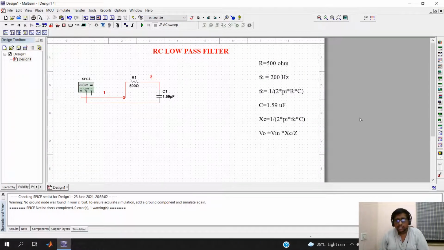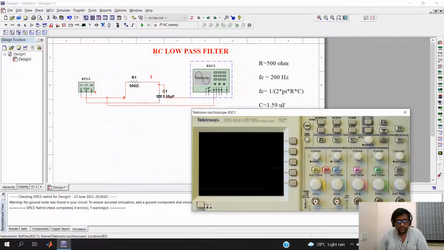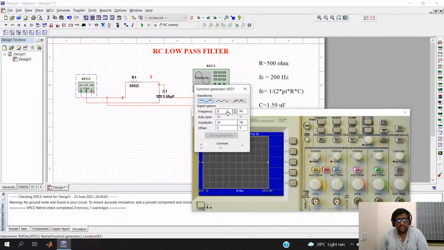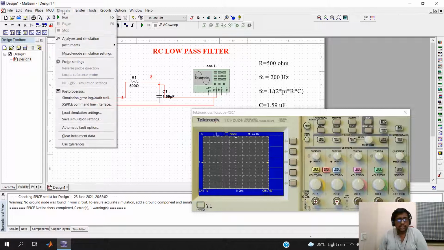So I'll close this. Then I'll place an oscilloscope, Tektronix oscilloscope over here. Then the first input channel I'll connect at the input stage, and the second one I'll connect at the output. Now double click this, switch on. Now I have to set the input frequency. I'll keep it around 50 hertz. Then amplitude I'll keep as 2 volts. Sinusoid signal, close it.